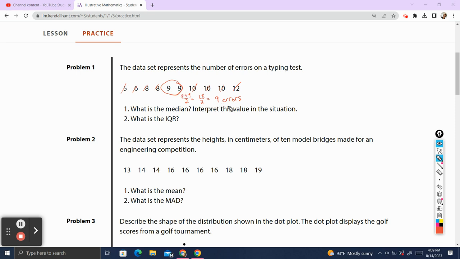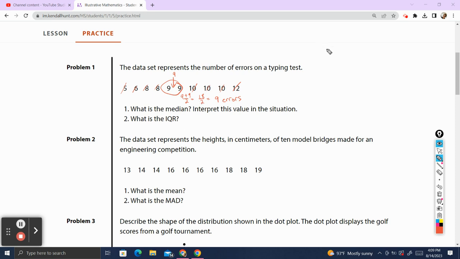It means that the median says that 50% of the data falls above the median and 50% of the data falls below the median. So our median is 9 because it's in between those two 9s. So it means 50% of the students made less than 9 typing errors and 50% of the students made more than 9 typing errors. If you need to take a second to write down the answer to this question, feel free to pause the video and keep going when you're ready.